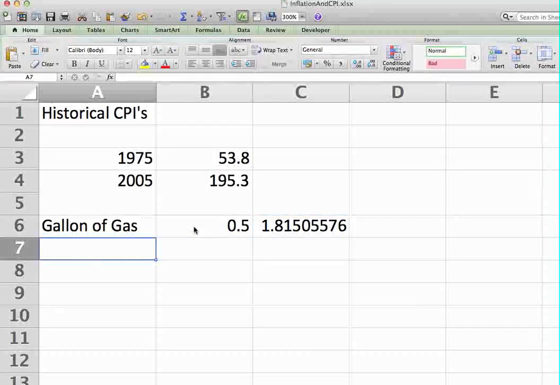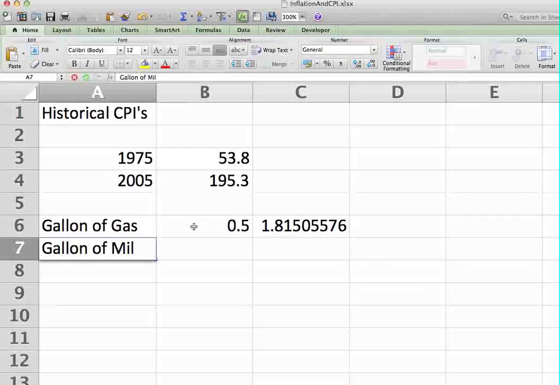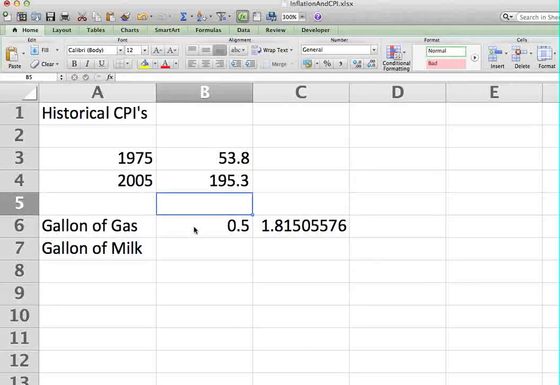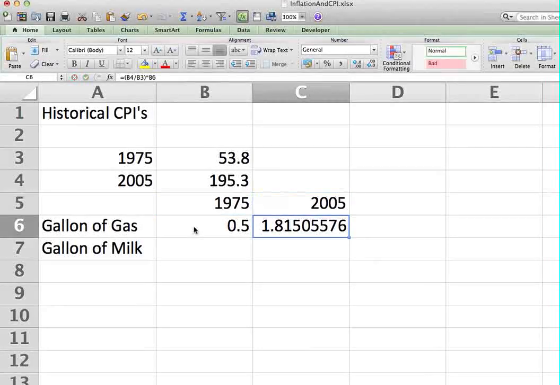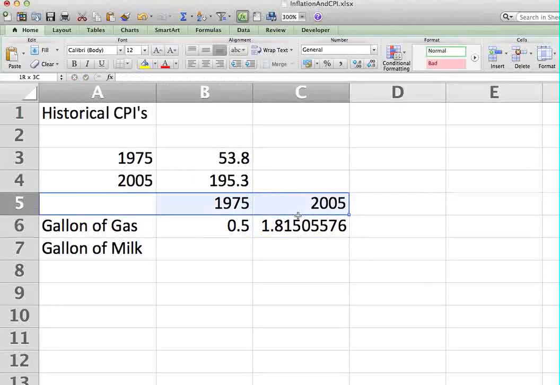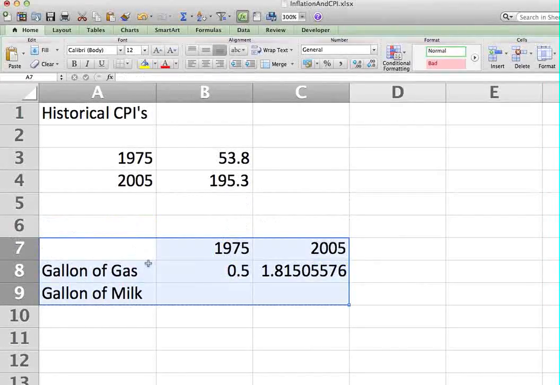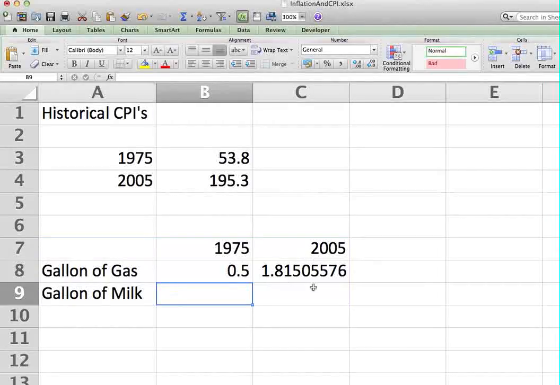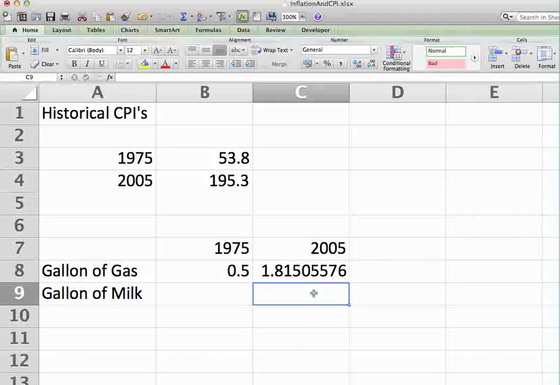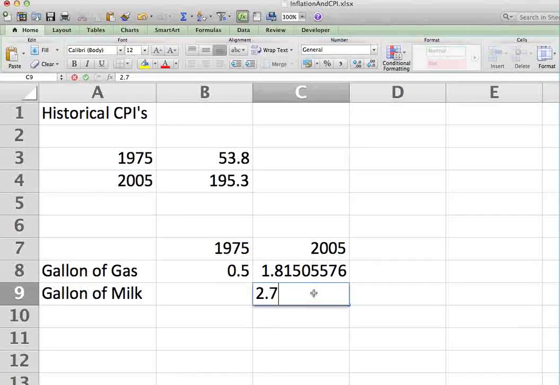Well, how about a gallon of milk? Okay, so this is 1975, and this is 2005 here. Maybe I should put these down a little further. How about a gallon of milk? This time, let's use the CPI to go backwards. Once again, I don't have actual historical data here. Perhaps a gallon of milk on average in 2005 costs, let's just say, $2.75.